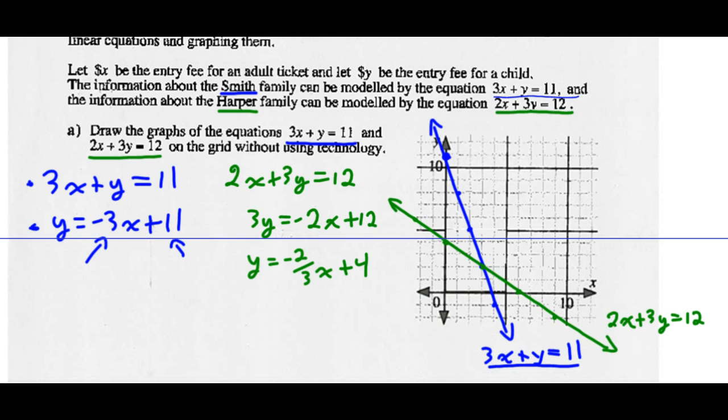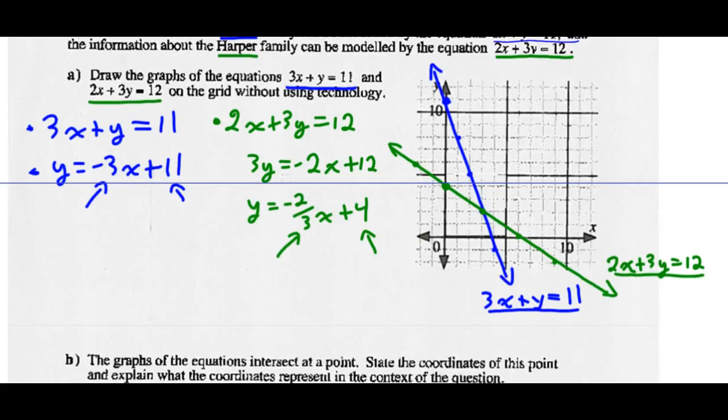For the Harper family, we want to draw this line, 2x plus 3y is 12, solve that equation for y. Now we have it in slope-intercept form. We know the slope's -2/3, the y-intercept is 4, so it crosses the y-axis at 4, has a slope of -2/3, rises 2, runs 3 to the left, falls 2, runs 3 to the right. Draw that line and label that line. So you should have those 2 lines drawn.